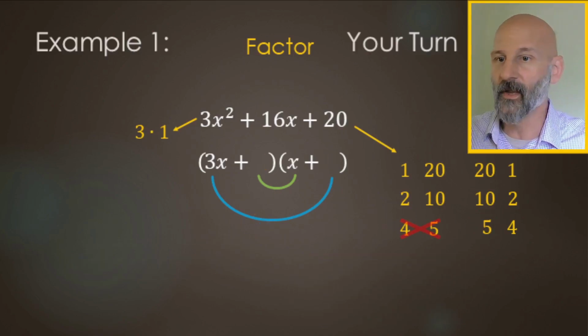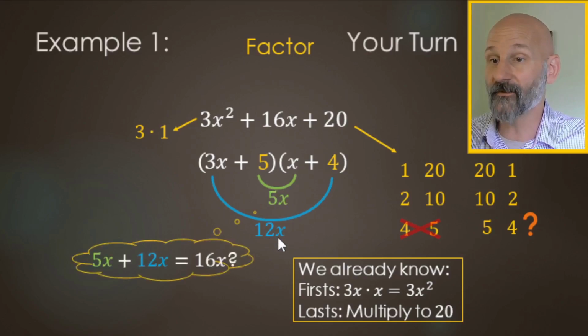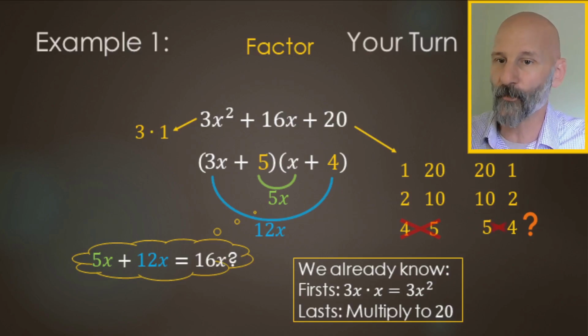Let's try another one. Let's try 5 and 4. Here we go. So we already know firsts are good and lasts are good, so we're just checking inners and outers. 3x times 4 is 12x. 5 times x is 5x. 12x and 5x, does that make 16x? We're close, 17, but no. Okay, so 5 and 4 is not the answer.